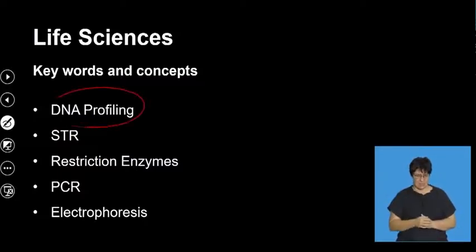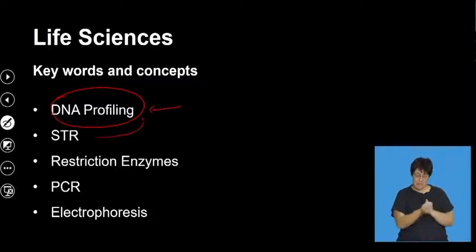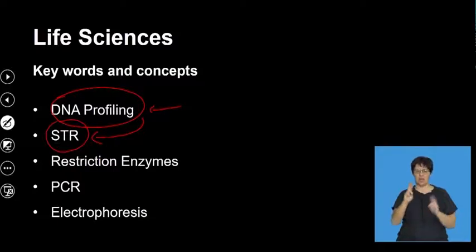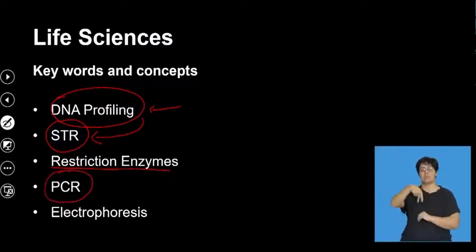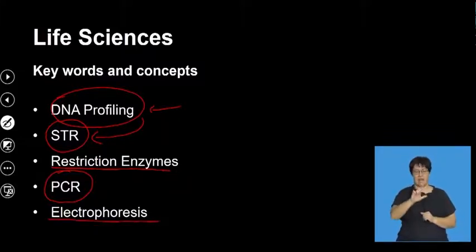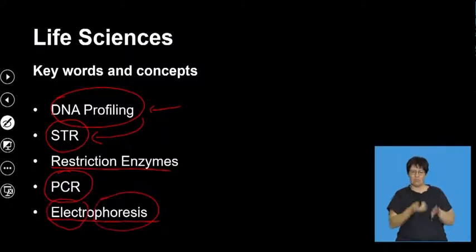It's important for us to understand what DNA profiling is and its uses. And during that process of DNA profiling, we're going to refer to the abbreviation STRs and try and understand what short tandem repeat sequences are. We're going to look at the use of restriction enzymes in the process of DNA profiling. A concept that will be elaborated on during the lesson would be PCR, which is essentially a process of copying the DNA. And then we're going to look at the process of electrophoresis, which is using some form of electrical charge to separate out molecules.